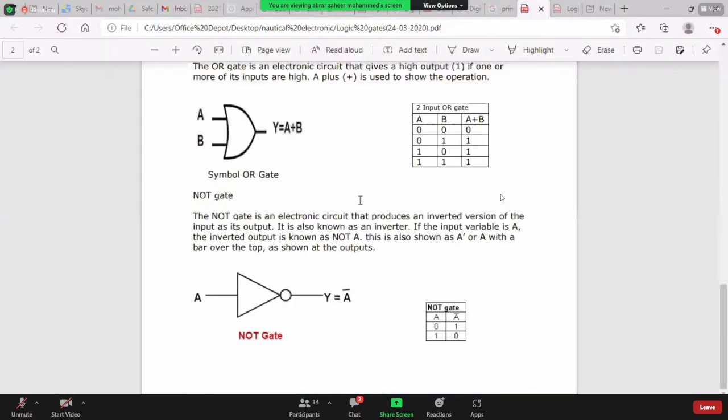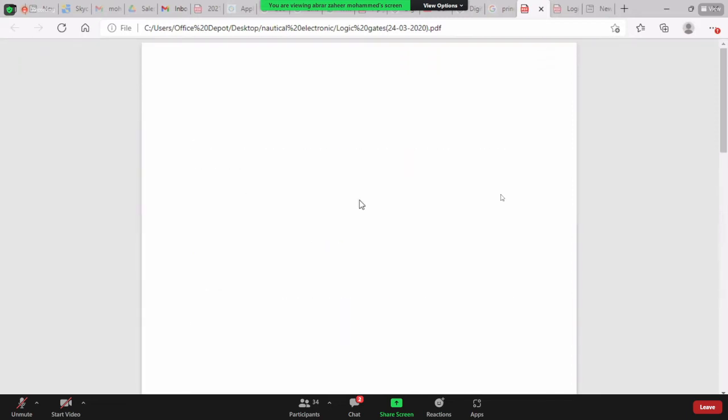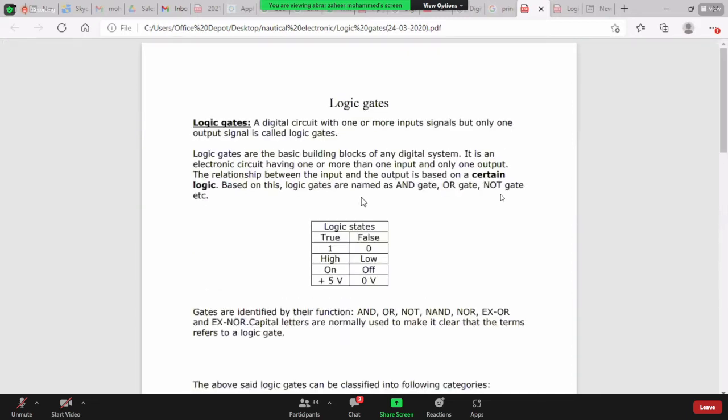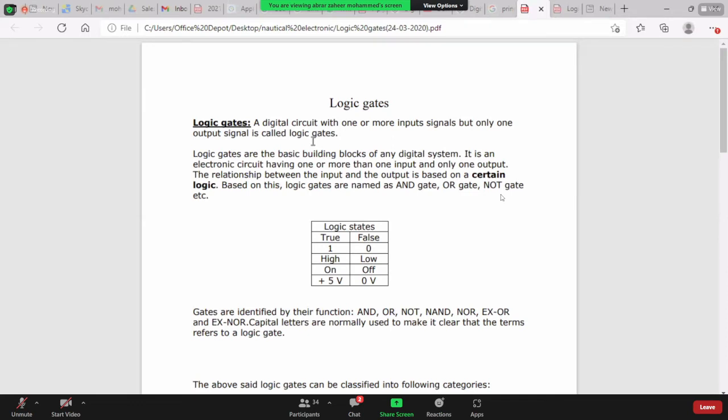Next, we'll see the logic gates. What are logic gates? These are digital circuits with one or more input signals, but only one output. It's called a logic gate. So these logic gates are the basic building blocks of any digital system.